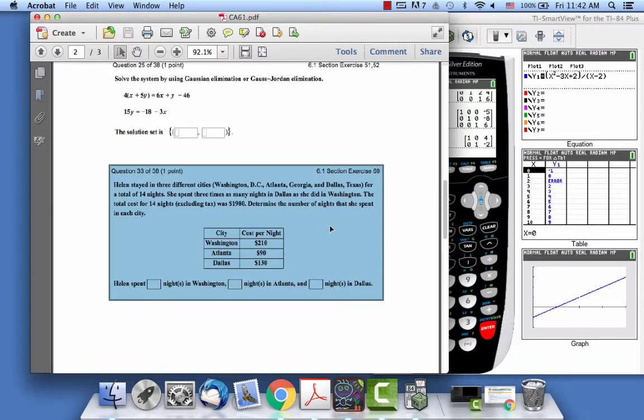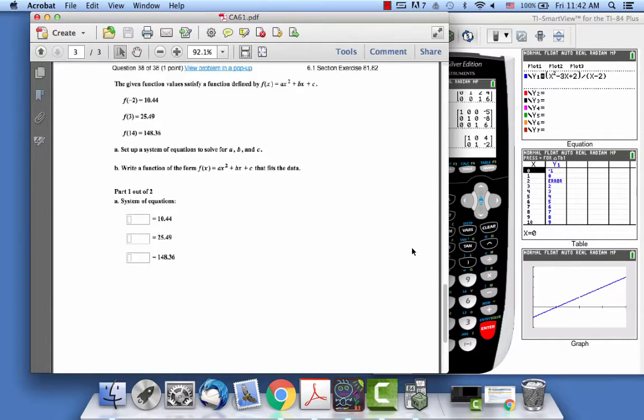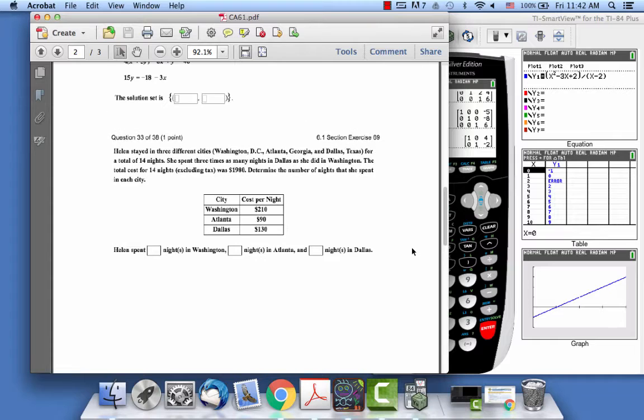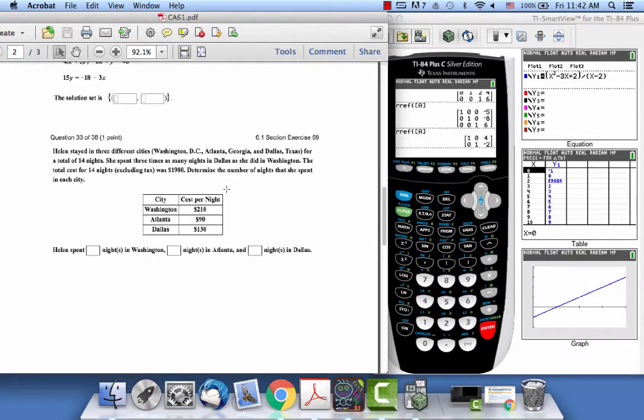Okay, so 2 more here. Helen stayed in 3 different cities: Washington, Atlanta, and Dallas, for a total of 14 nights. She spent 3 times as many nights in Dallas as she did in Washington. The total cost for 14 nights was $19.80. And we've got the cost here, and we want to figure out the number of nights that she spent in each city.